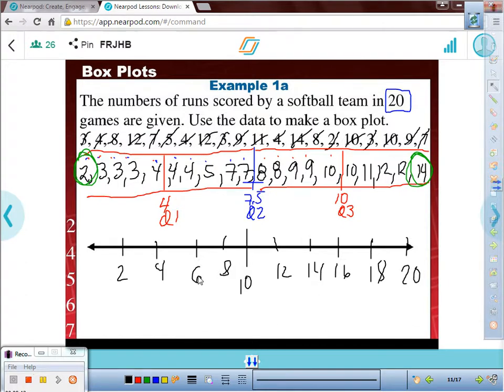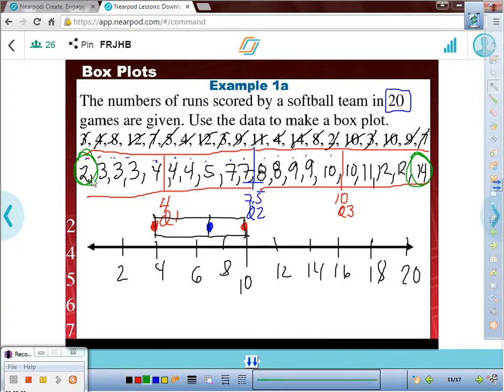So now that I have my number line, now I'm going to plot my 5 data points. So my first one I'm going to plot is my Q2, which is 7.5. It's about right there. Are we there so far? My Q1 is 4, which is about right there. And my Q3 is 10, which is about right there. Are we there so far? Once I have those 3, I create my box. I put a line through each of these points like this, and that becomes my box. Are we there so far?